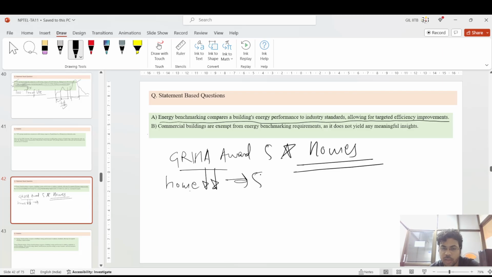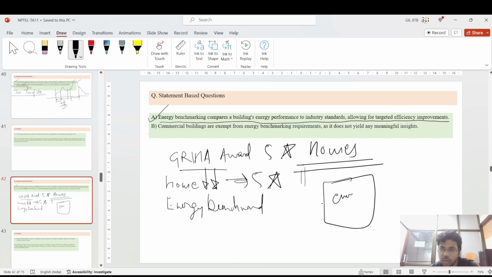Okay, so if your house is very low in power consumption, they will assign you a 5 star rating based on that. It means your building itself is not consuming a lot of power, not the energy appliances inside the system. So for energy benchmarking, this first statement is true.